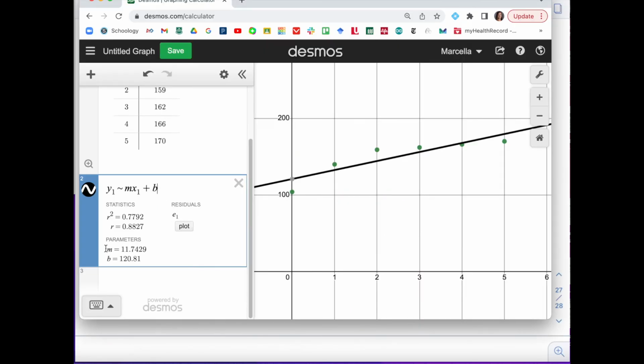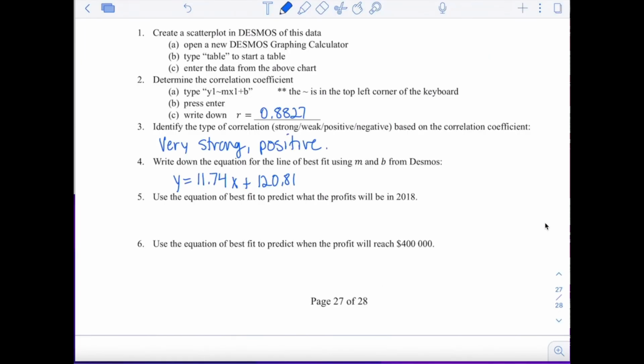Let's go back to the line of best fit. Okay, so it tells me at the bottom here what m and b are. So the equation of my line is y equals 11.74x plus 120.81. We might as well round to 2 decimal places. So I can see that the slope here is 11.74 and the y-intercept is 120.81. So I've already written it in here. That is the line of best fit, and I didn't have to do anything. I just typed in the table and Desmos figured it out for me.